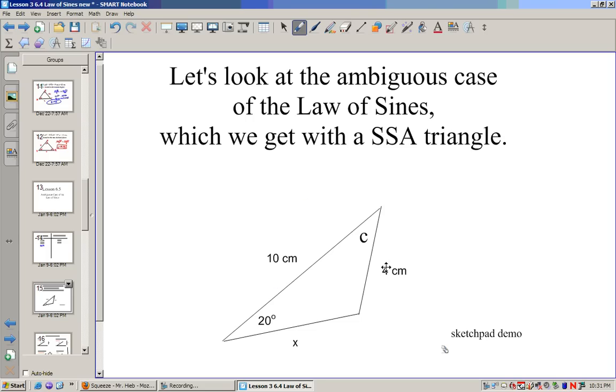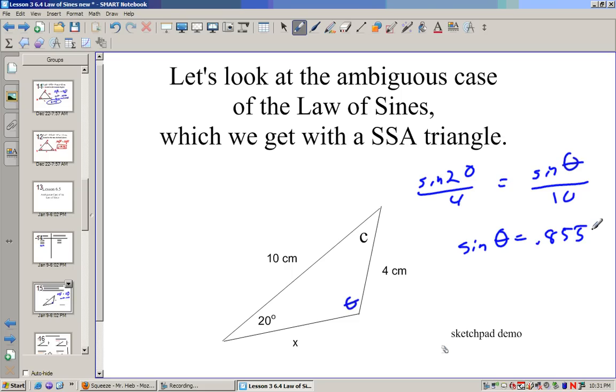if I have 4, 10, and 20, if I want to find angle C, let's say the sine of 20 over 4 is going to be equal to the sine of, let's call this theta, over 10. If I cross multiply and divide, I have 10 times the sine of 20 divided by 4. So I have the sine of theta is equal to 0.8551.